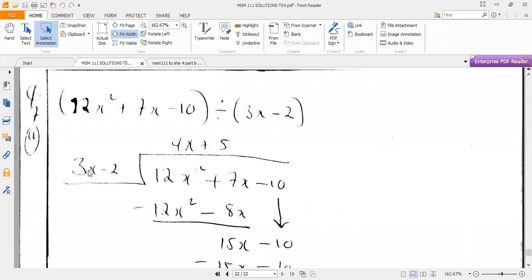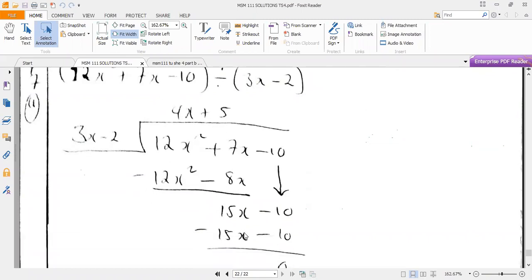So we say now 3x into 15x is simply positive 5. Now, 5 times 3x gives us 15x. And then 5 times negative 2 gives us negative 10. We drop down the negative 10 which remained there. So when you subtract, the 15x will cancel. Negative 10 minus negative 10: negative and negative is positive, so negative 10 plus 10 is simply 0.